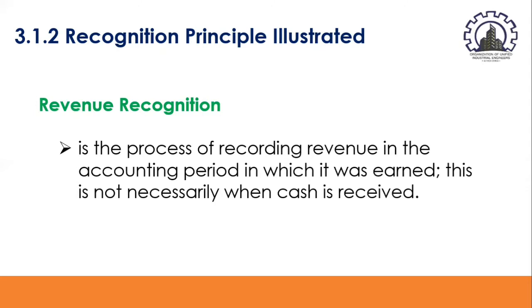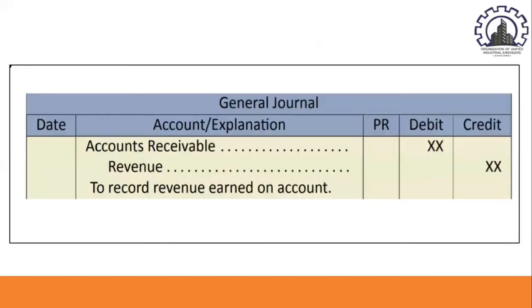Now, this point can occur before receipt of cash from a customer, creating an asset called accounts receivable and resulting in this general journal entry, okay? So when cash payment is later received, the asset receivable is exchanged for the asset cash, and the following entry is made, which is this one.